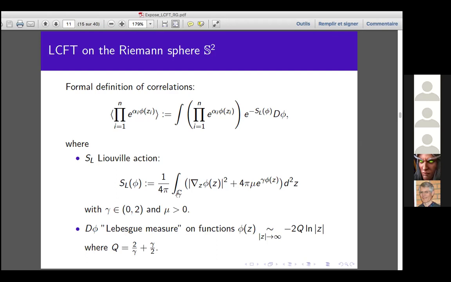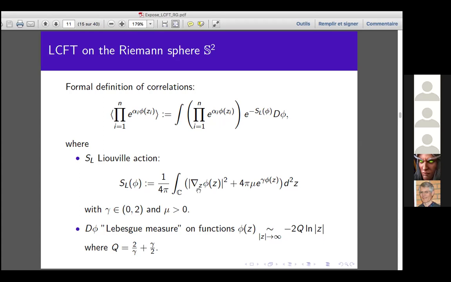The Liouville action depends on two parameters, gamma and mu positive. It's roughly a gradient squared term plus an exponential interaction term, and you need to take mu positive for this interaction term to exist. If mu equals zero, it's just Gaussian free field theory, but Liouville field theory is not Gaussian free field theory. You integrate on the space of functions which are equivalent to minus 2Q log z when z goes to infinity, and Q is given by 2 over gamma plus gamma over 2 to ensure conformal invariance. So it depends essentially only on two parameters, gamma and mu.